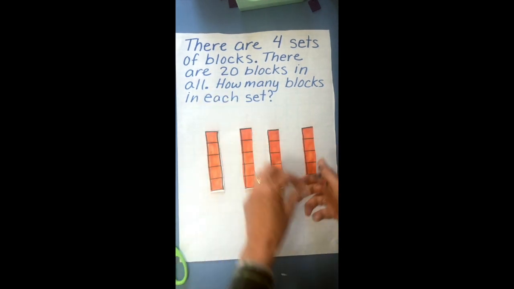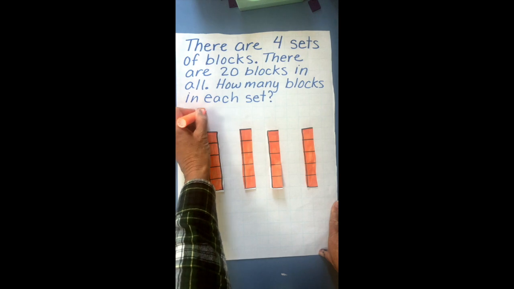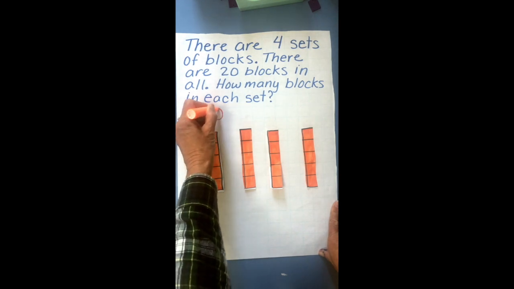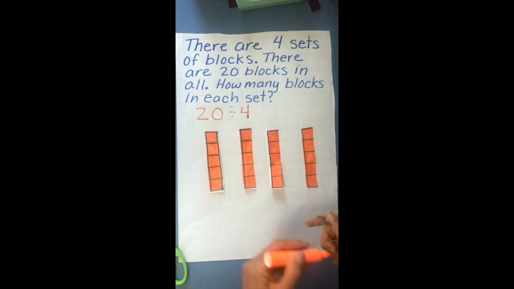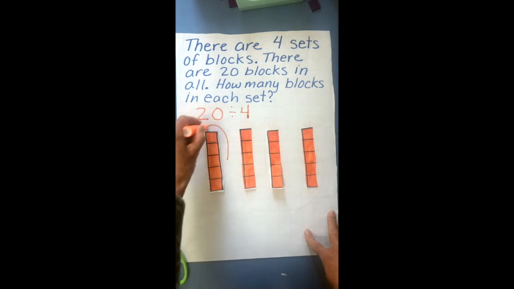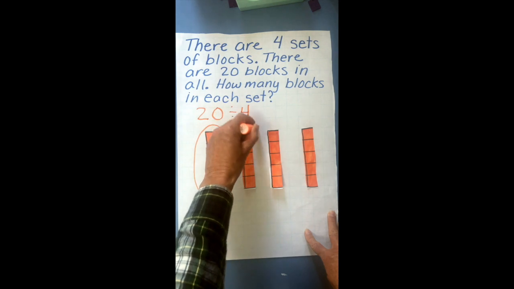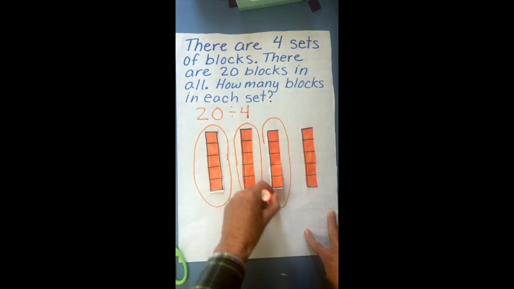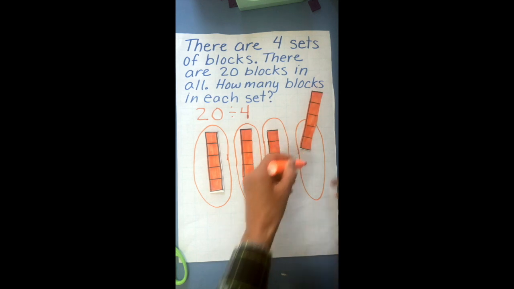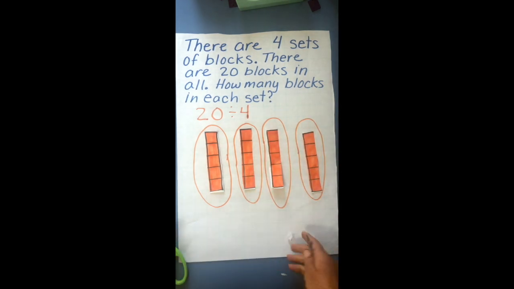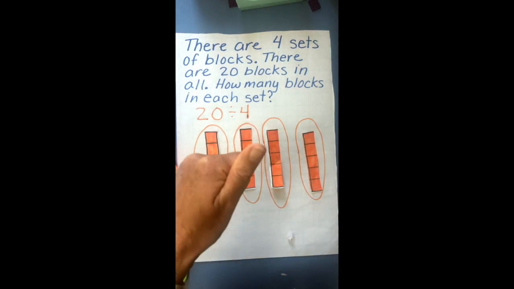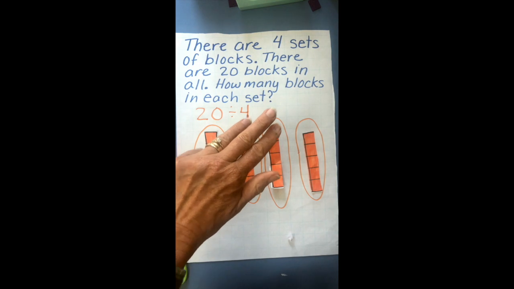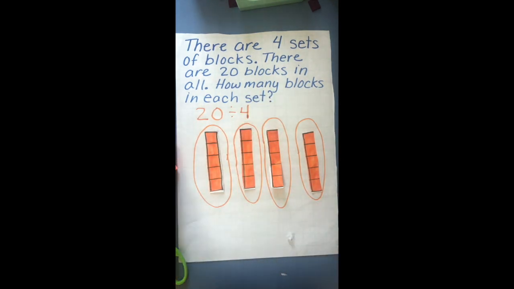So in this problem, I started with 20, and I'm going to divide it into 4 sets. So if I divide this into 4 sets, 1, 2, 3, 4, how many are going to be in each set? Well, let's use our skip counting song. I'm going to say how many 4s are in 20. So 4, 8, 12, 16, 20. It looks like there should be 5.